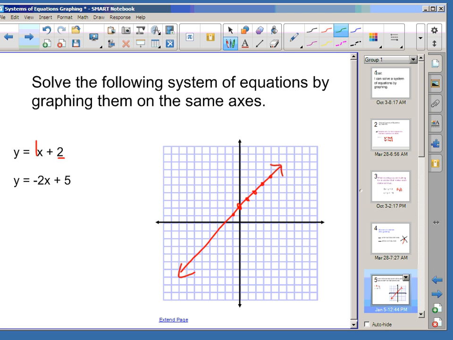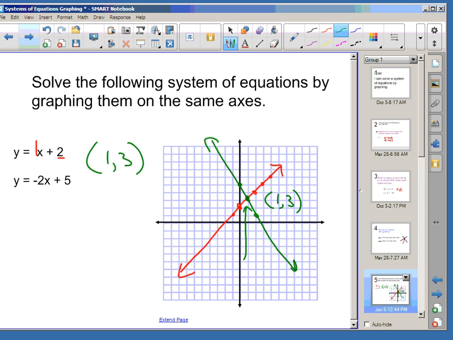Okay, then let's graph the other one. y equals negative 2x plus 5. So we're going to go to 5 on the y-axis. 1, 2, 3, 4, 5. Down 2 over 1. You can already see right here that point, it's the point (1, 3). That's a solution to the system.